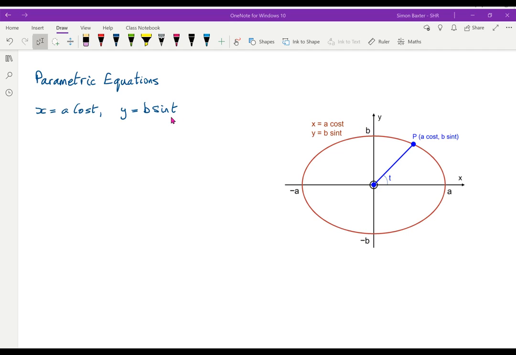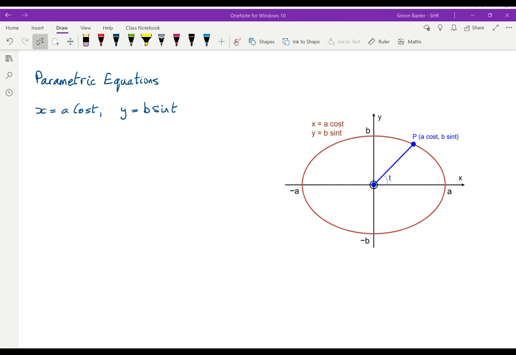When t is pi by 2, we're at y equals b, x equals 0. When t equals pi, when t equals 3 pi by 2, and back to t equals 0 or 2 pi. And at an angle of t, we are at a cos t, b sine t.